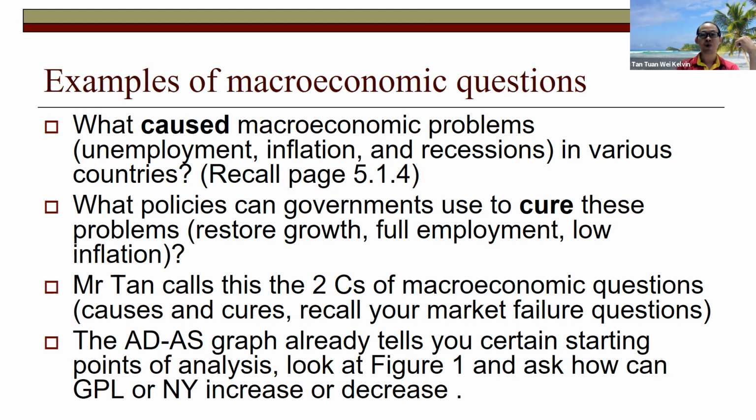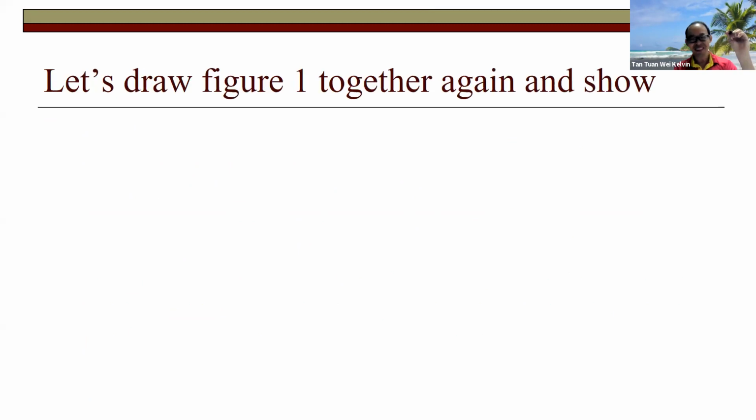Conversely, if I want to explain why there is inflation, you can see, right, I can just shift the aggregate demand to the right. Now, if I can find a way to explain that, we will be able to tell the marker why there is inflation in any economy. So already you can see that the ADAS graph tells you certain starting points to explain. So for the rest of this lesson, we're going to teach you what are the factors that will shift the aggregate demand as well as the aggregate supply. Okay, so you draw figure 1 together and show.